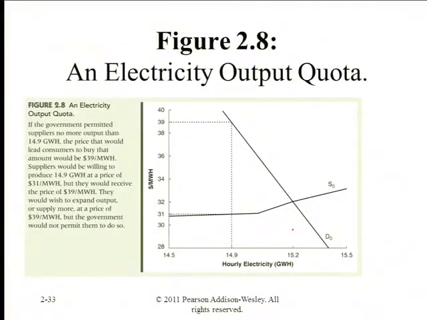Oh, I think that's all I did with it. There's more I do with it in the text. You could ask it as a tax. So what would your tax have to be to get them to produce 14.9?